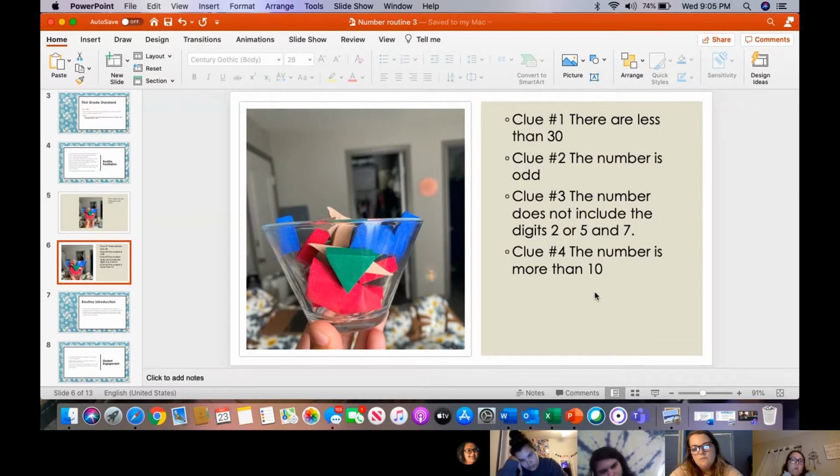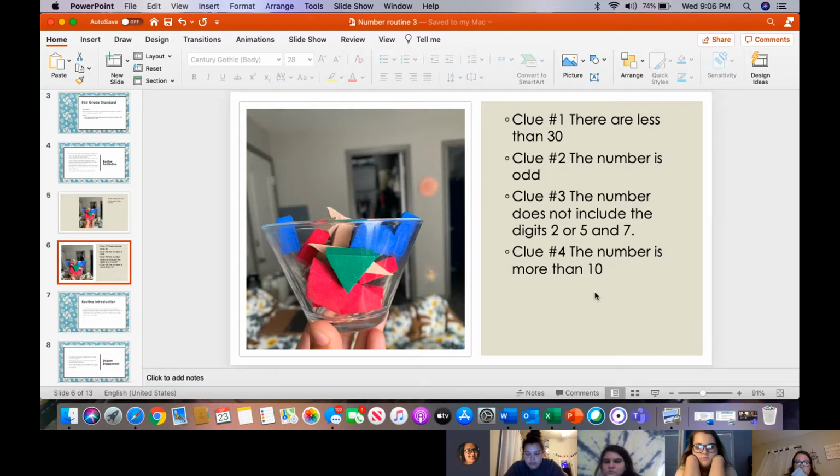Okay, so Michaela, how many do you think are in the cup? I think there's 19. There's how many? 19. Okay, how did you figure that out? Because it's less than 30. It's an odd number. It doesn't include 2, 5, or 7, and it's more than 10. Okay. Good job.